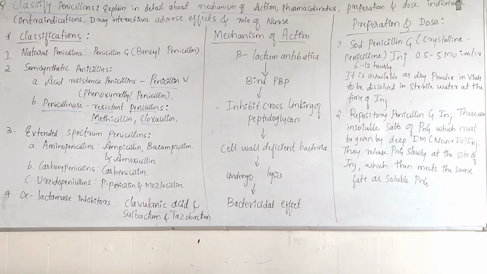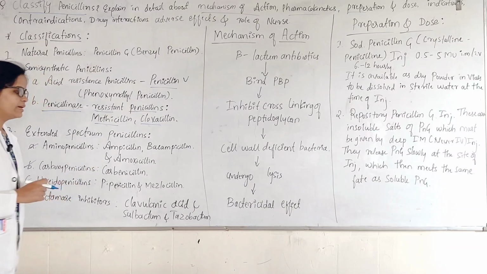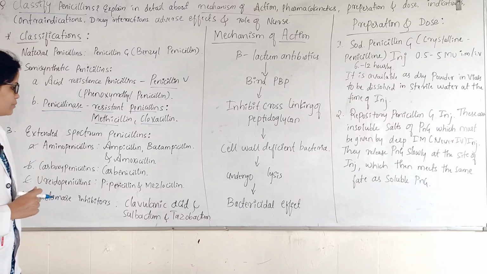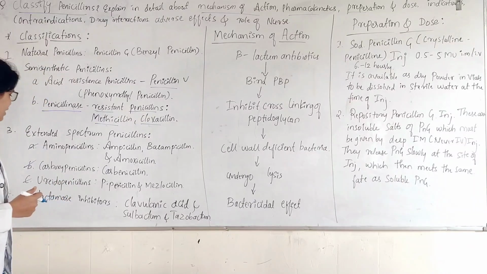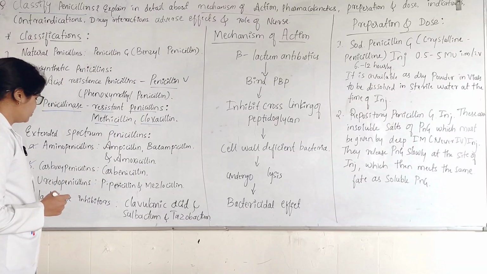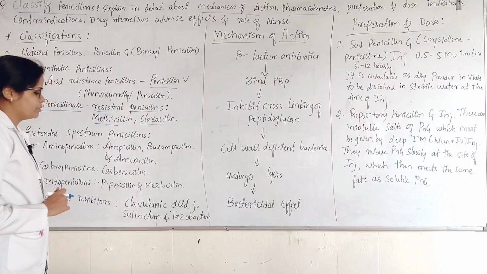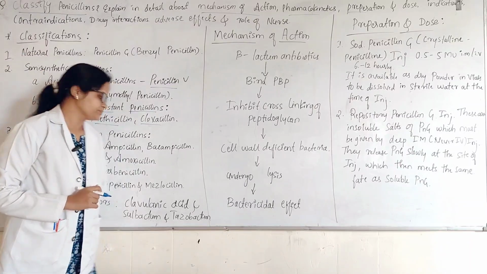And next we will talk about the extended spectrum penicillins. Here they are divided into three types. Those are aminopenicillins, carboxypenicillins and ureidopenicillins. Examples for aminopenicillins are ampicillin, bacampicillin and amoxicillin, and carboxypenicillins are carbenicillin. Examples for ureidopenicillins are piperacillin and mezlocillin.